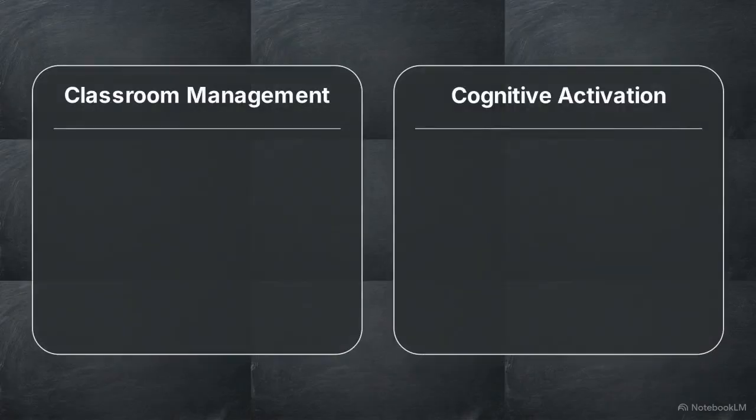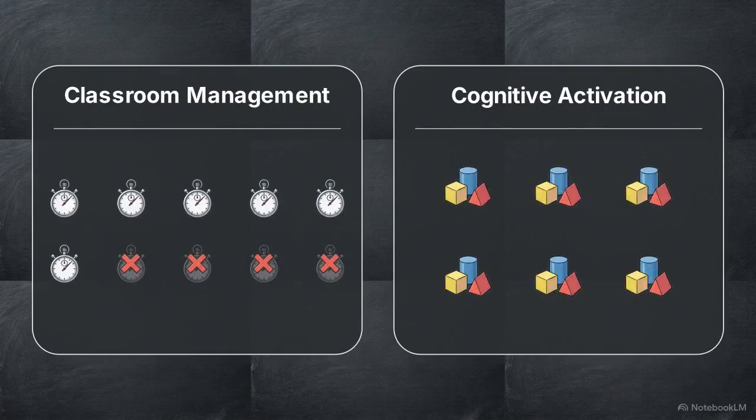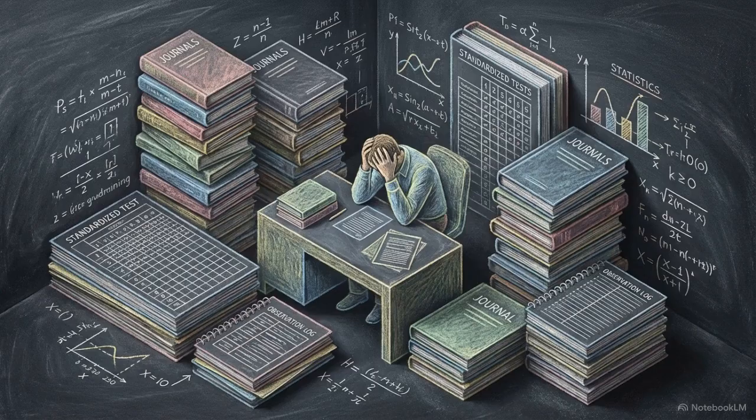But out of 10 reported effects for management in the literature, only 6 were statistically significant. For cognitive activation, only 3 out of 6 reported effects proved significant. Why does a theoretically sound framework produce such inconsistent empirical evidence?